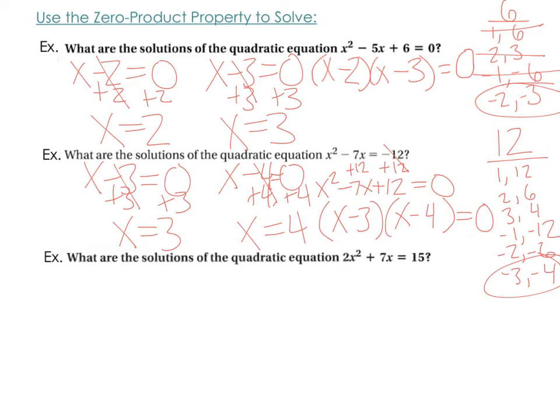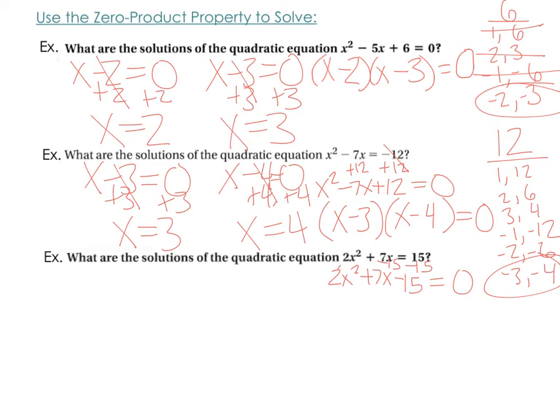Okay, and then for the last one, this time we don't have 1 in front of the x squared. So first I need to make sure that all my numbers are on the left side of the equal sign. So I am going to subtract that 15 from both sides. So I end up with 2x squared plus 7x minus 15 equals 0. And now we're going to have to do factoring by grouping.